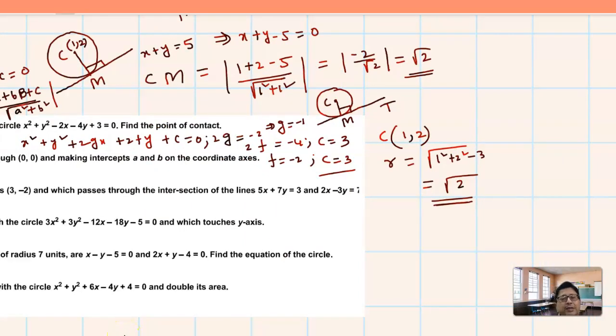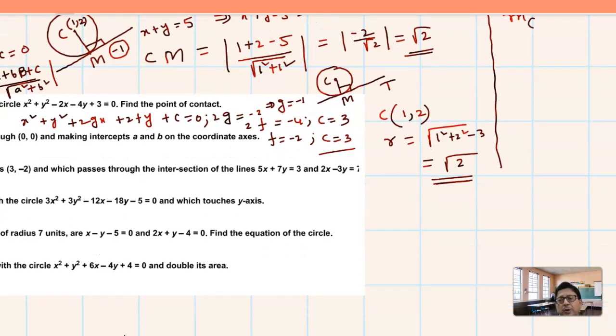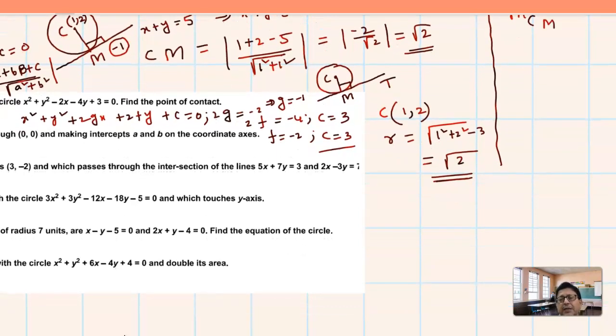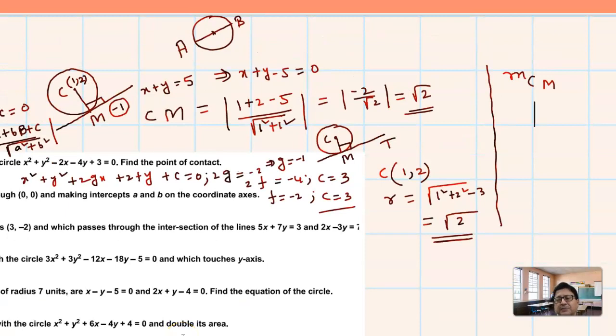To get the point of contact M, we first find the equation of Cm. It is very easy to determine. The slope of this line, if you calculate, is minus 1, because y equal to minus x plus c. Slope is minus 1. Slope of the line Cm is going to be what? It is perpendicular to the tangent. So the slope of Cm is going to be equal to plus 1.